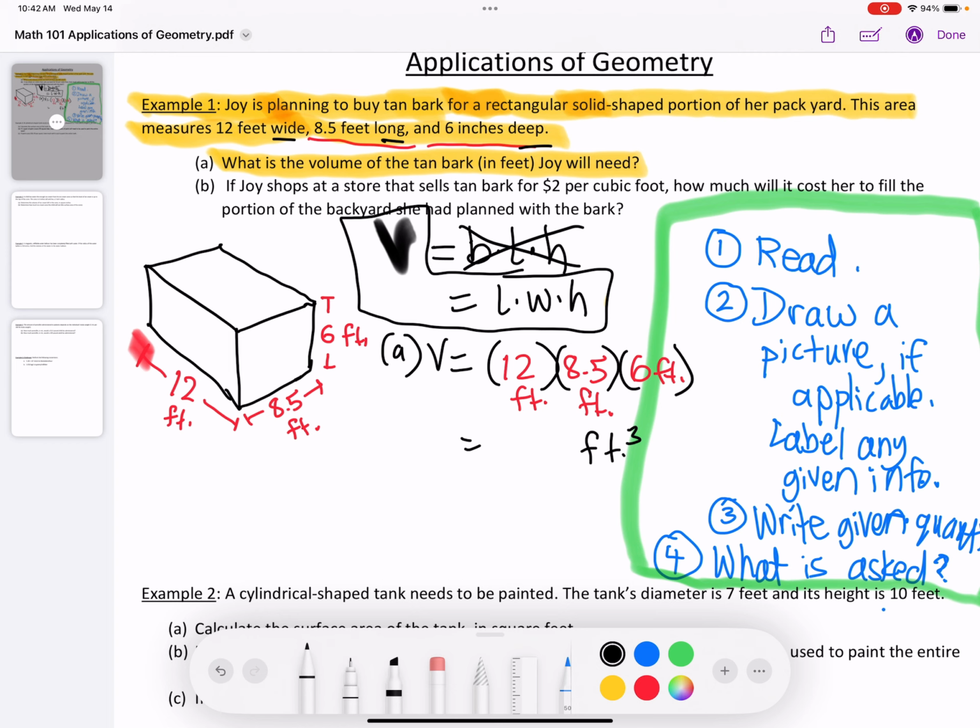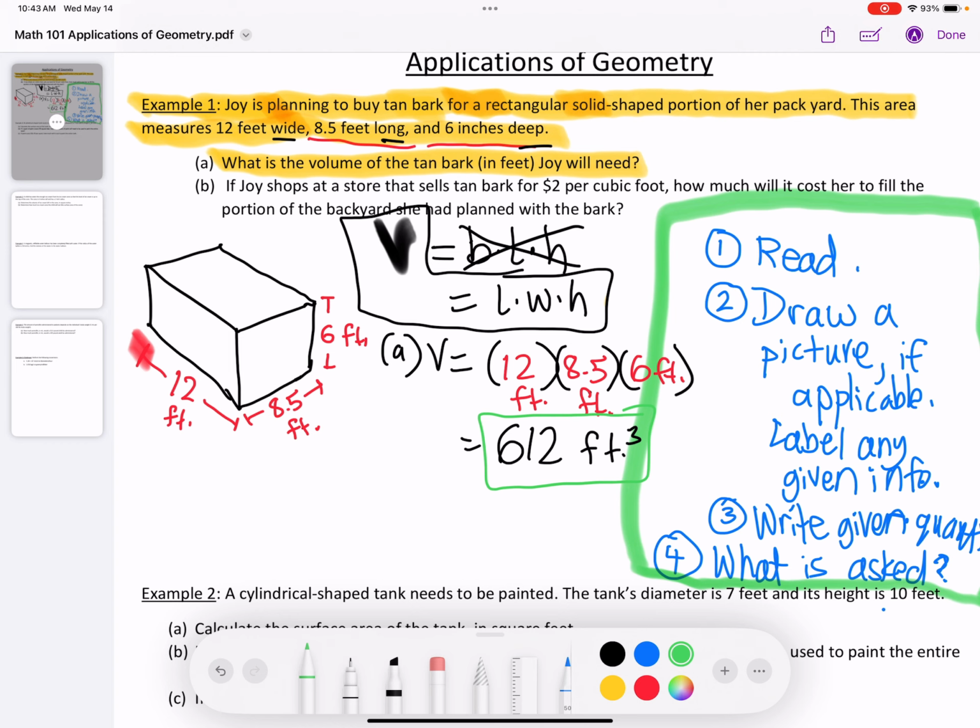Let's see. I'm going to multiply those. 12 multiplied by 8.5, that multiplied by 6, I get 612 cubic feet. So I believe that's our answer, at least for that one. All right, that's a good answer, I think. Sounds good.